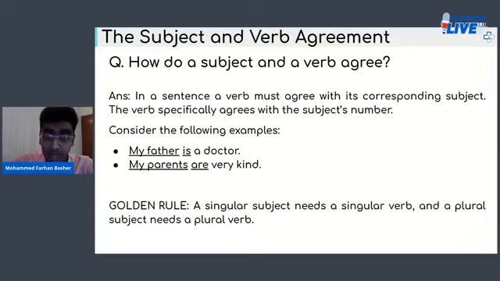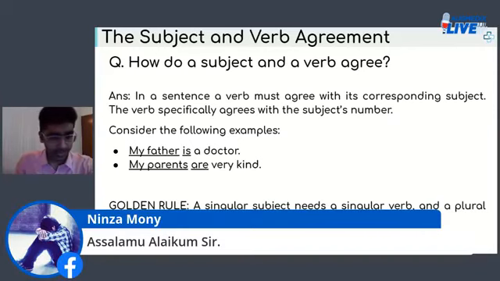That's the golden rule for present tense sentences. For sentences that are in the present tense, a singular subject requires a singular verb and a plural subject requires a plural verb.